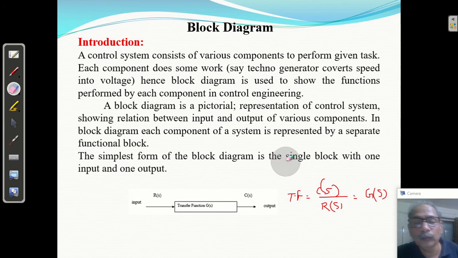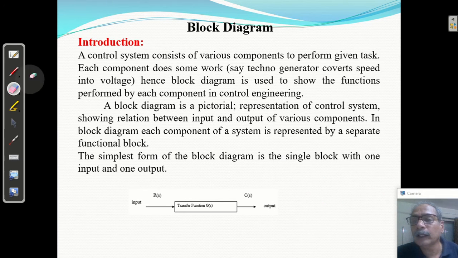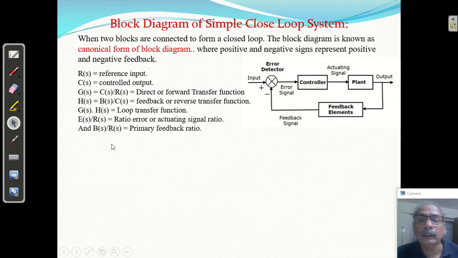But if we have a closed loop control system, clear? So the block diagram we can show this way. This is the block diagram of a simple closed loop system. This is the reference input, R of S. Here it is in the S domain. It is known as the reference input in the S domain. This output is known as the controlled output, C of S.